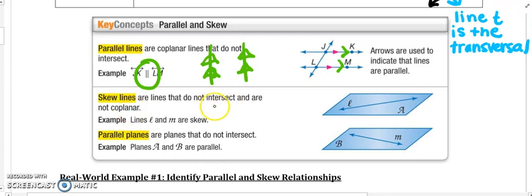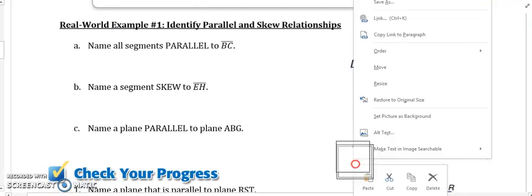So remember, we have a couple different types of intersections. They can just intersect at any angle, and we specifically have perpendicular lines. But skew lines don't intersect. Well, coplanar lines don't intersect. Parallel lines don't. But the difference is these are coplanar and these are non-coplanar. So parallel lines are in the same plane. Skew lines don't intersect, but that's because they're in two totally different planes. And then parallel planes are planes that run alongside each other. So that'll be easier to see in a picture.